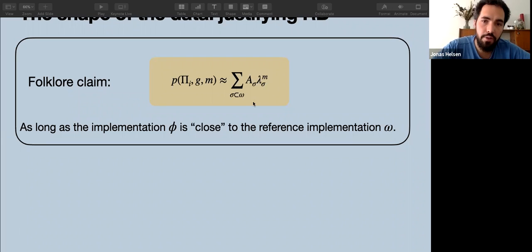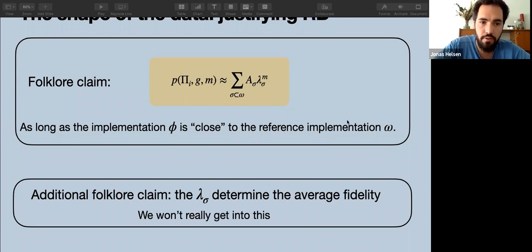So by varying m, you can tell something about this implementation by doing an exponential fit. In particular, you should get one lambda for all of the sub-representations of your reference representation. So if, for instance, in the Clifford case, you have two irreducible sub-representations in your reference, one of them should give you a number that corresponds roughly to trace loss, and the other one should give you a number that corresponds to the average fidelity. So the extra folklore claim is that these lambdas actually determine the average fidelity of your gates.